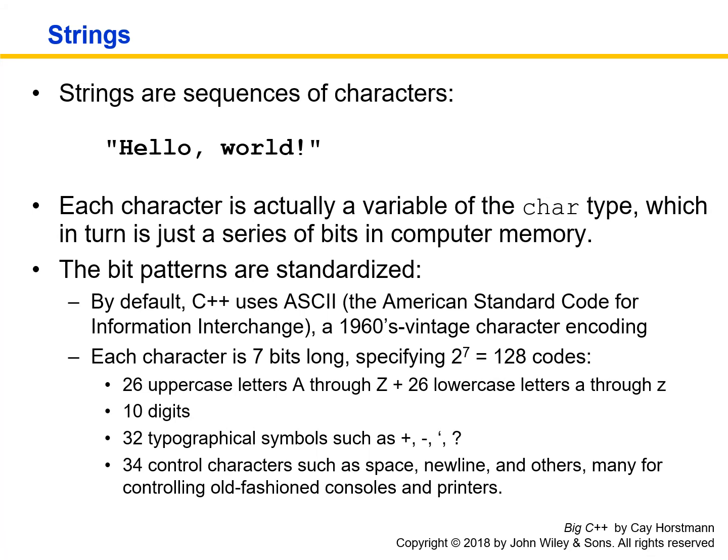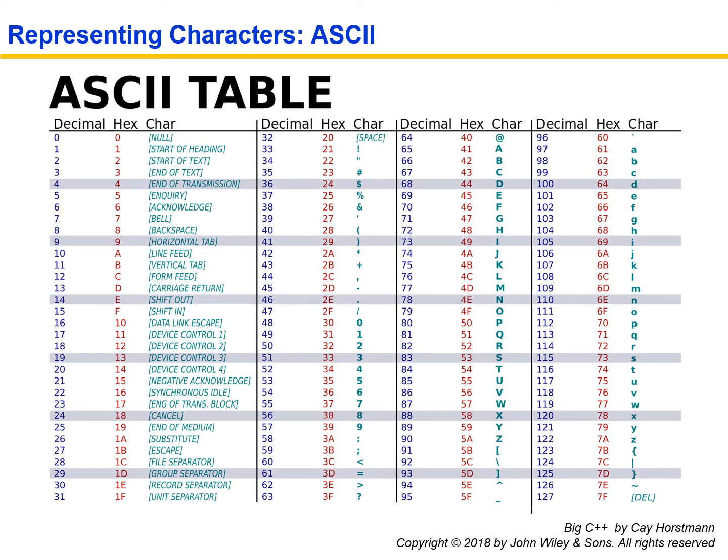26 uppercase letters, 26 lowercase letters, 10 digits, 32 punctuation marks, and then 34 extra characters, what we call control characters. That includes the space and the new line character, but it also includes many for controlling old-fashioned consoles and printers like line feed and form feed, and there's even a terminal bell character that's supposed to make your terminal make a chiming sound. See, there it is. Character 7 is the bell.